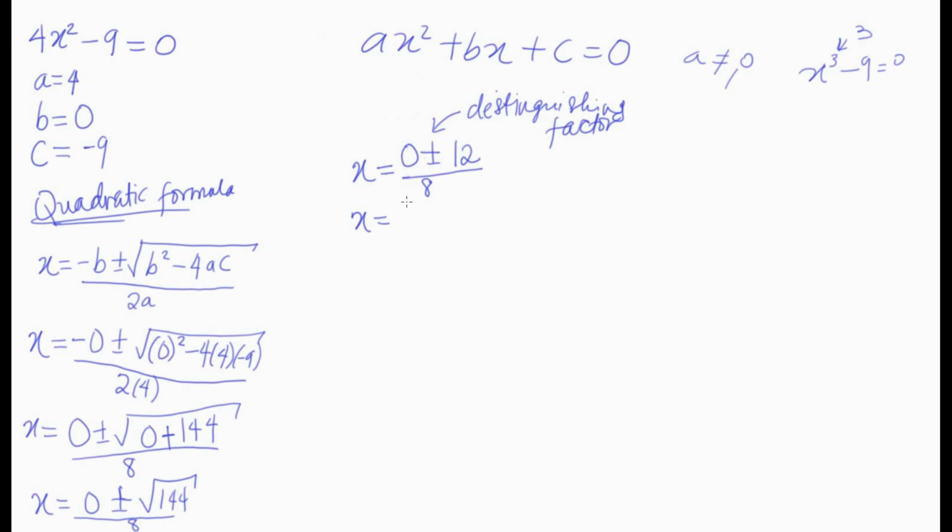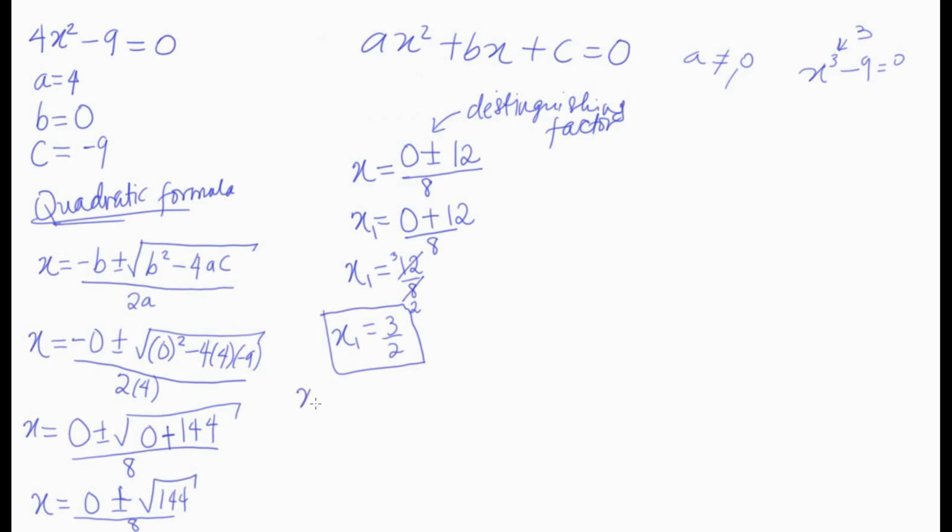So we have x sub 1 equals 0 plus 12 over 8. So x sub 1 is 12 over 8. So we have to simplify. 4 in 8 is 2 and 4 in 12 is 3. So x sub 1 equals 3 over 2. We can't break 3 over 2 down any longer. So that's what we have.